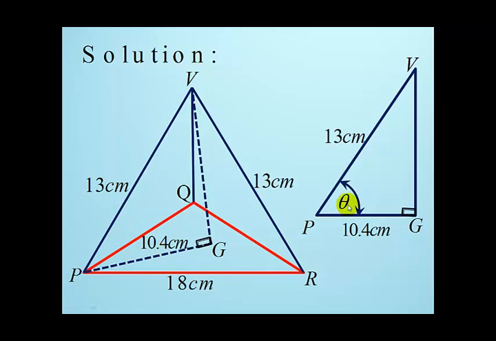Now, we consider the triangle VPG. The distance from V to P is 13 centimeters. The distance from P to G from the question is 10.4 centimeters. And we are calculating for the angle theta. Now let's look at the two sides given. We know the adjacent side and we also know the hypotenuse. That means we use the ratio cos. Now let's proceed.